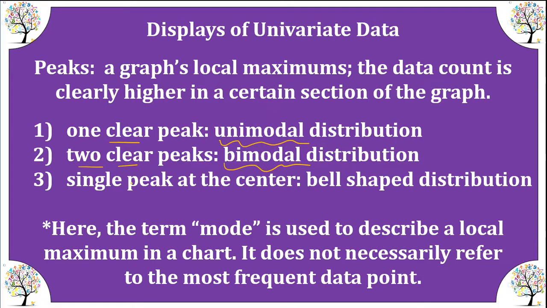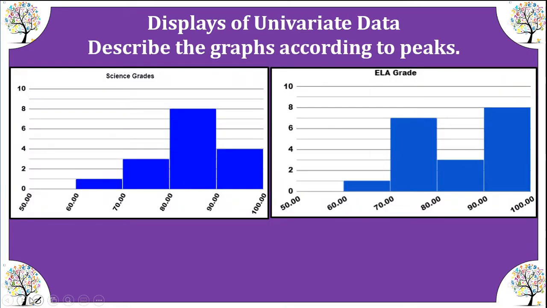We call it a bimodal distribution if there are two clear peaks. If we have one clear peak and it's at the center of the graph, we call it a bell-shaped distribution. Some of you may have heard of the bell-shaped curve. So let's take a look at some examples. Here we're talking about somebody's science grades. To me, this looks like there's one clear peak, so that would be unimodal. In this example with ELA grades, there are two clear peaks, so we call that bimodal. So remember, uni means one and bi means two.